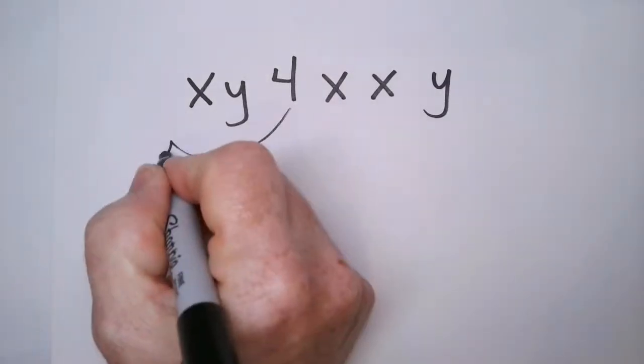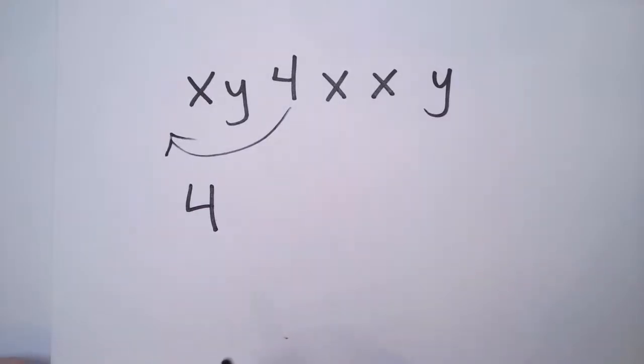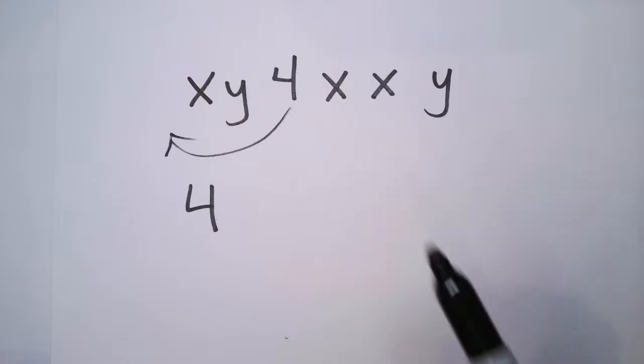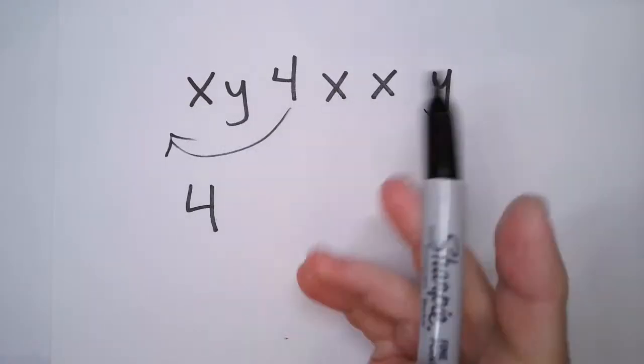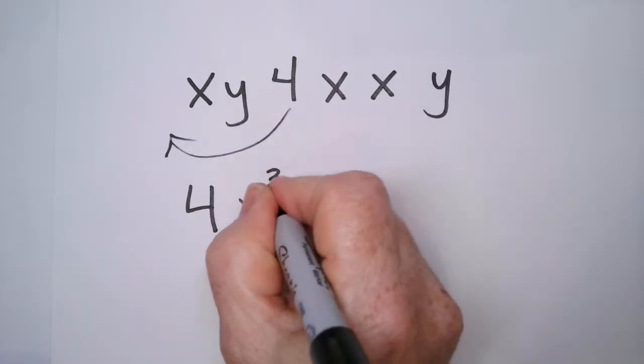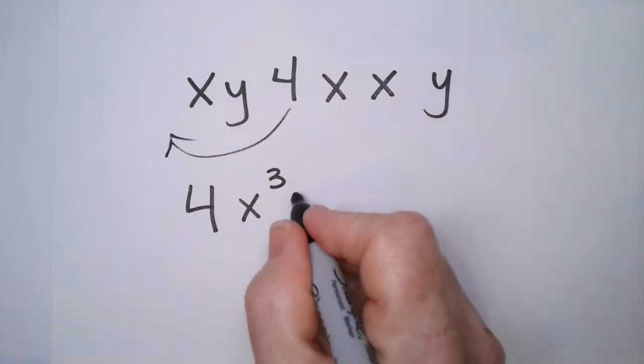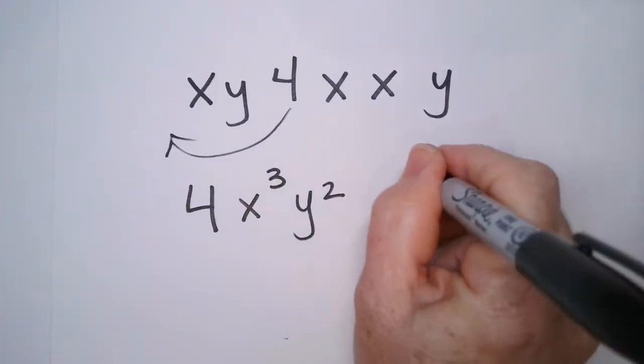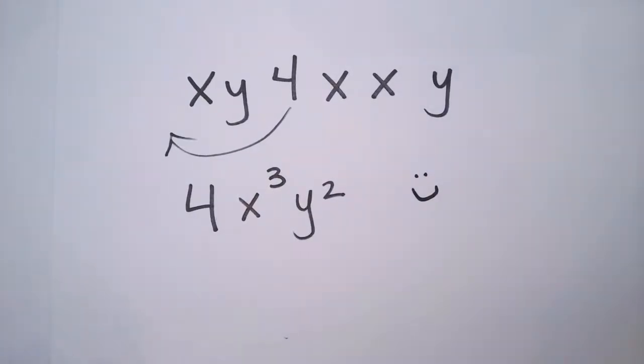All right, so the number comes out in front, so we have a 4, and then we always put the one that is closest to the A in the alphabet next, so that would be the X. How many X's do you see? 1, 2, 3. And how many Y's do you see? 1, 2. Good. This is where we left off last time. Okay, great. Let me try another one.